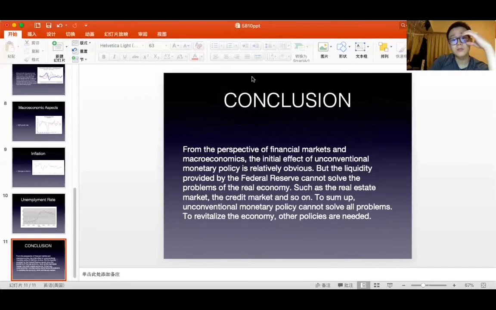So for the conclusion, from the perspective of the financial market and macroeconomics, the initial effect of unconventional monetary policy is relatively obvious, but the liquidity provided by the Federal Reserve cannot solve the problems of the real economy, such as the real estate market, the credit market, and so on. So, all in all, unconventional monetary policy cannot solve all the problems. Other policies are needed to revitalize the economy.